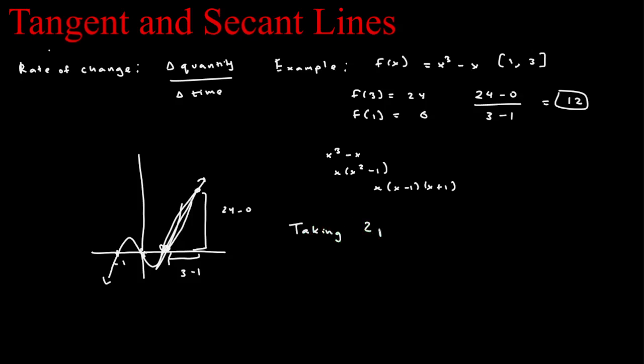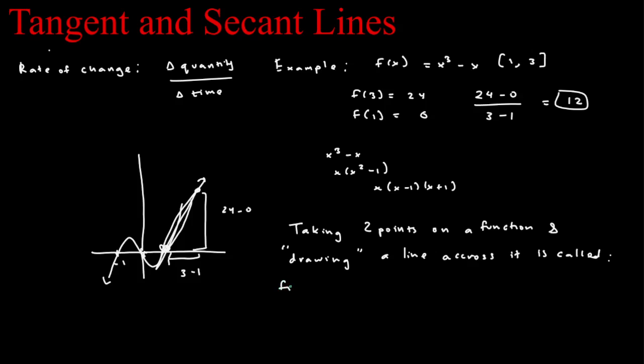2 points on a function and "drawing" a line across it is called finding the secant line.